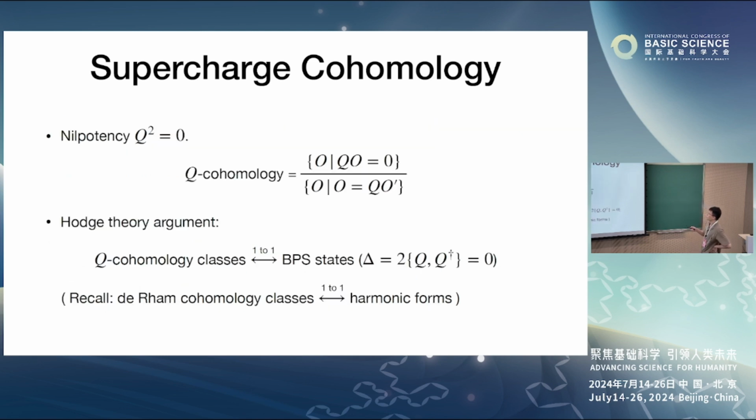And because Q is nilpotent, we can define this Q cohomology. That is, we first take the space of Q closed operators, and mod out by the space of Q exact operators. This Q cohomology is the supercharge cohomology I talked about. Now we can use a very simple Hodge theory argument that gives us a one-to-one correspondence between Q cohomology classes and BPS states. This is the same as the one-to-one correspondence between Dirac cohomology classes and harmonic forms.